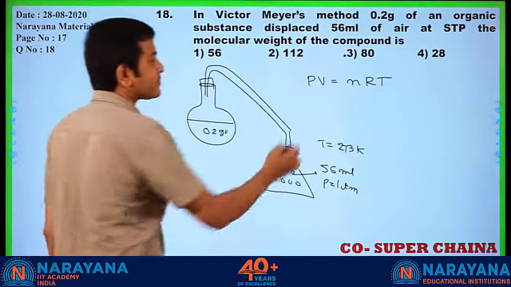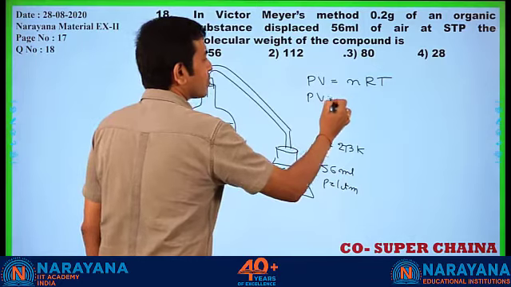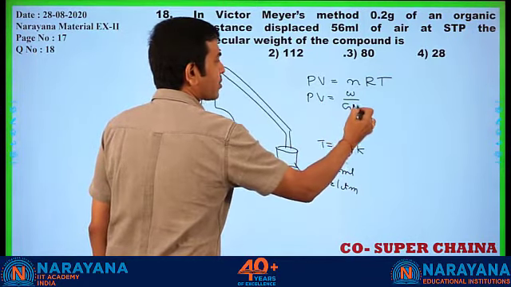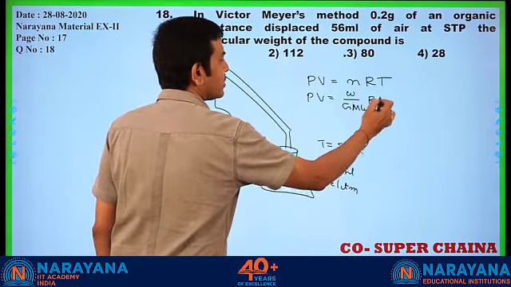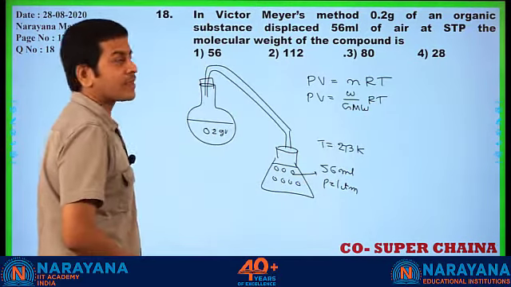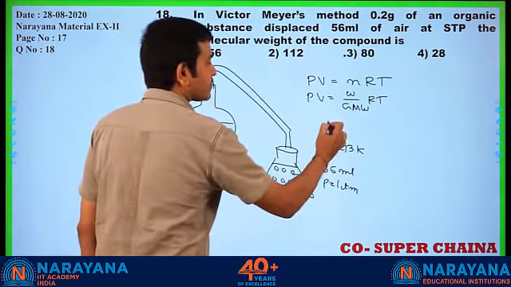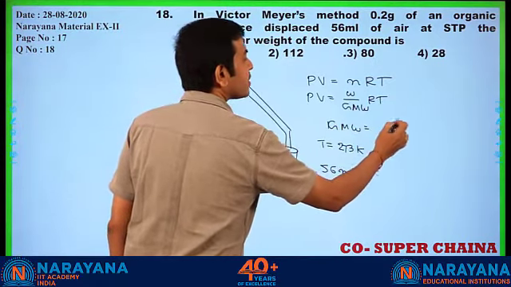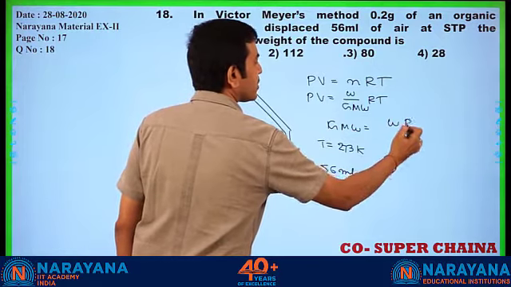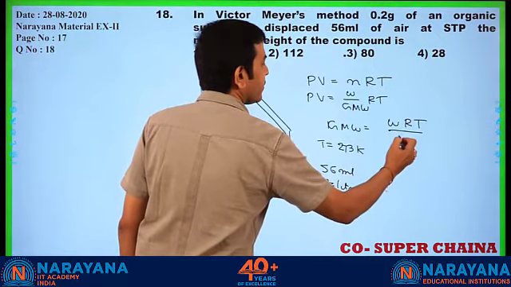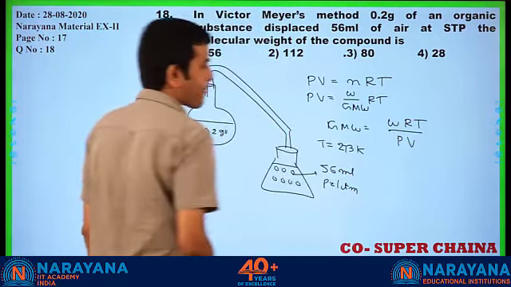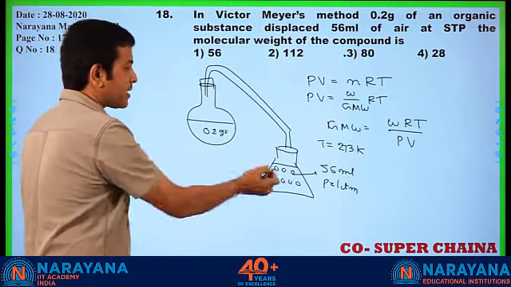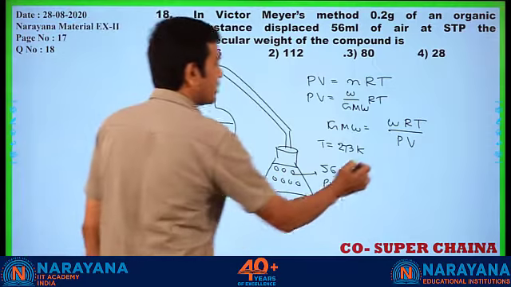Now PV is equal to number of moles, which is weight by gram molecular weight, into R into T. So gram molecular weight is equal to W into RT by PV as a formula. The weight is given: for that organic compound, 0.2 grams.